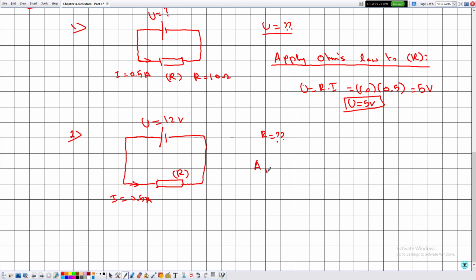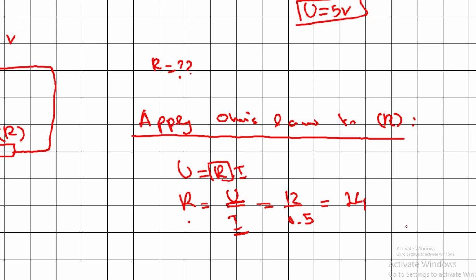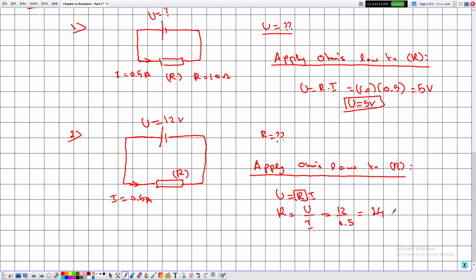So let's apply Ohm's law to R. Then U is equal to R multiplied by I. Knowing that we are interested in determining the value of R, then R is given by U divided by I, and R is equal to 12 divided by 0.5, which is equal to 24. Notice that because U and I are expressed in the SI, the value of R will be in the SI, which is ohms. Then the value of R is equal to 24 ohms.